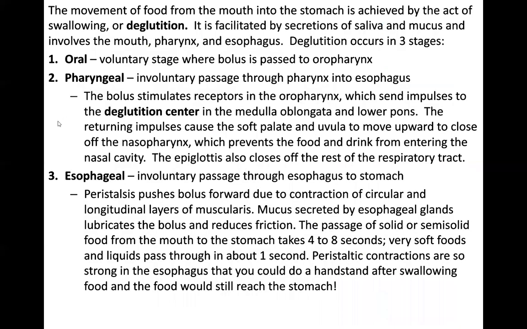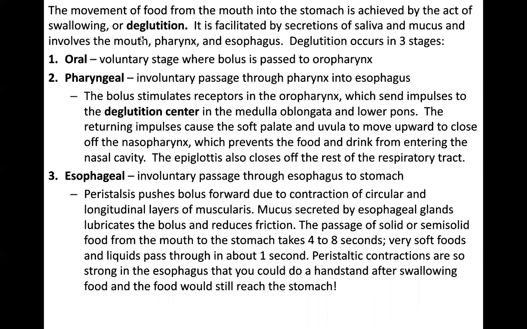The final stage is the esophageal stage. It's another involuntary motion. This is where we pass the food from the esophagus into the stomach. Peristalsis is going to help with this, pushing that bolus forward due to contraction of circular and longitudinal layers of the muscle. Mucus secreted by esophageal glands lubricates the bolus to reduce friction. The passage of solid or semi-solid food from our mouth takes about 4 to 8 seconds, whereas very soft foods and liquids only take about 1 second.